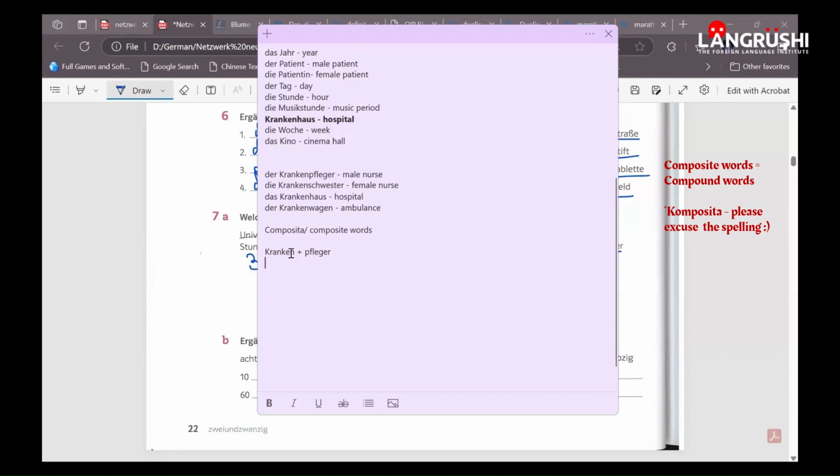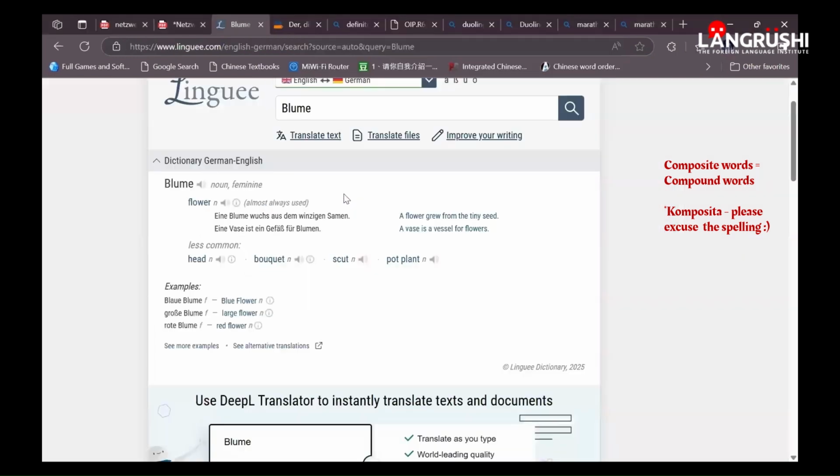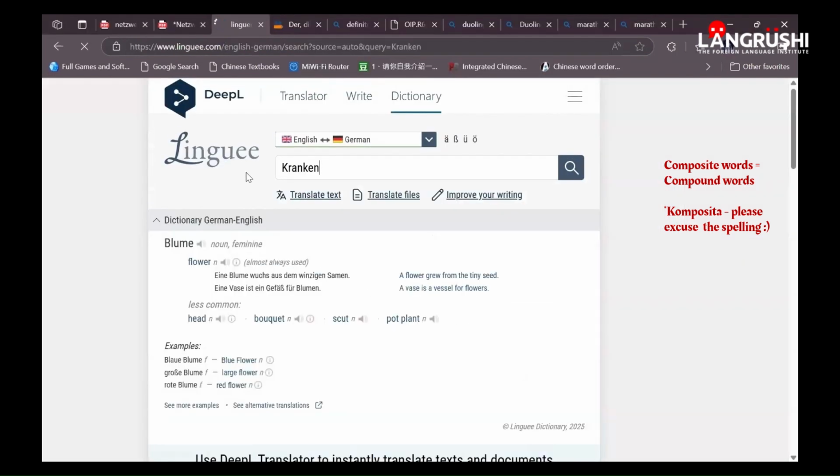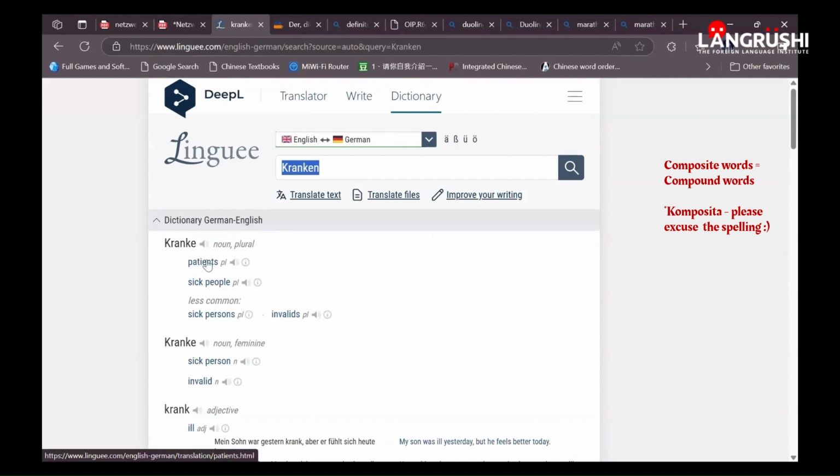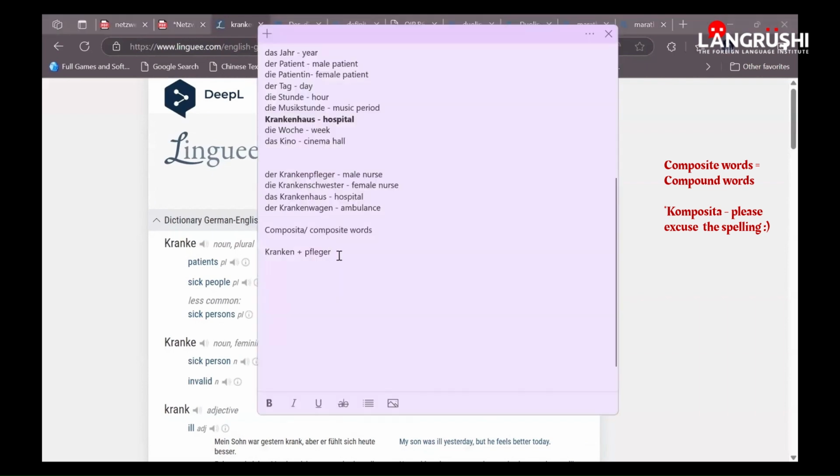So Krankenpflege: Kranken, if you look for this word in the dictionary, we'll find sick people, patients. Just the word Kranke, and the plural form is Kranken. And Pflege is feminine. So this entire word will take the gender of the last word, always. That is why for all these four words there is a different gender, because we always consider the gender of the last word. Composite words, that we call it.